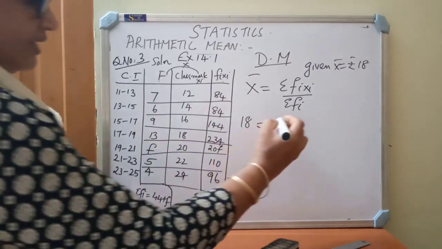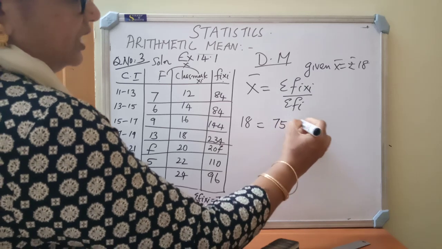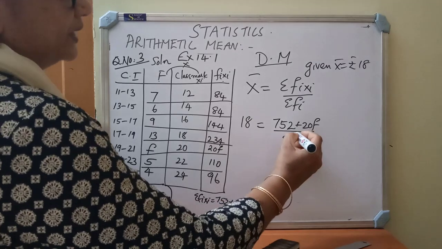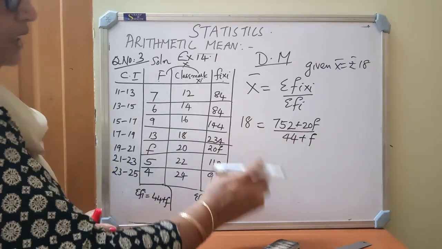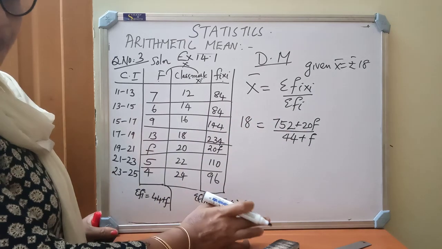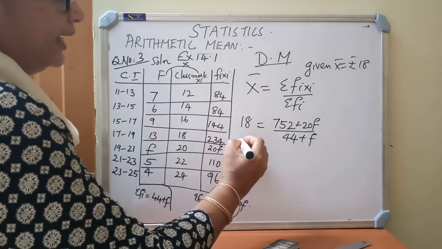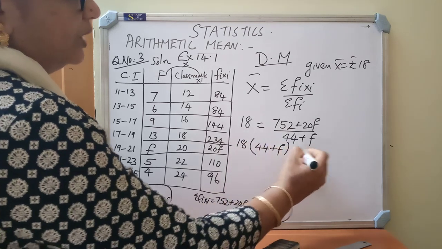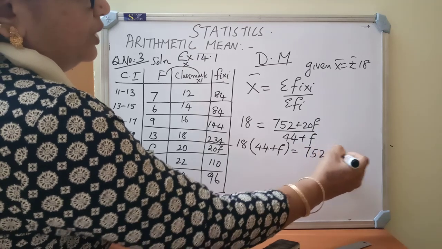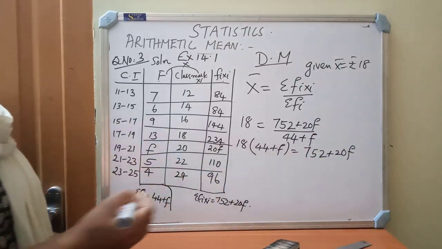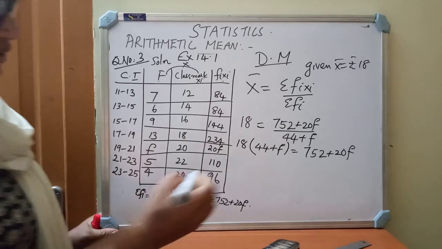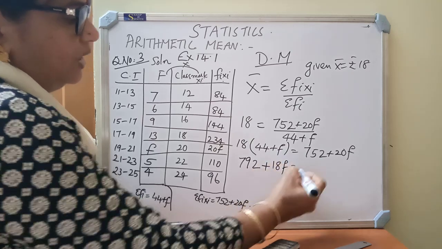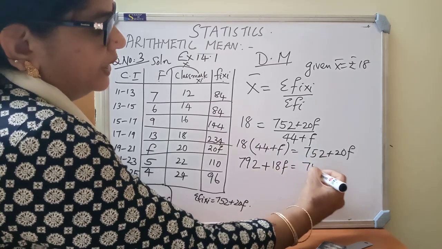18 equal to 752 plus 20f whole divided by 44 plus f. See children, it is given in a equal to b by c format, so you have to cross multiply. So what will you write? 18 into 44 plus f equal to 752 plus 20f. Remove the bracket: 18 into 44, 792, plus 18f equal to 752 plus 20f.